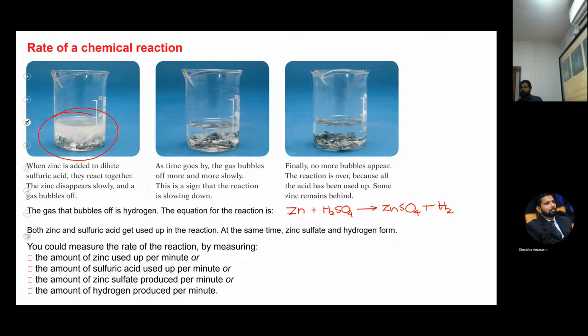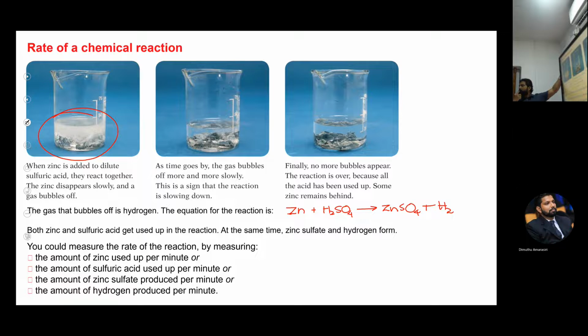But that's not a measure. That's just like guessing. Right? So we can even measure the decrease of mass. Because hydrogen gas goes out, the mass of the system is going to decrease. So you can measure that decrease of mass for some time and divide it by the time.